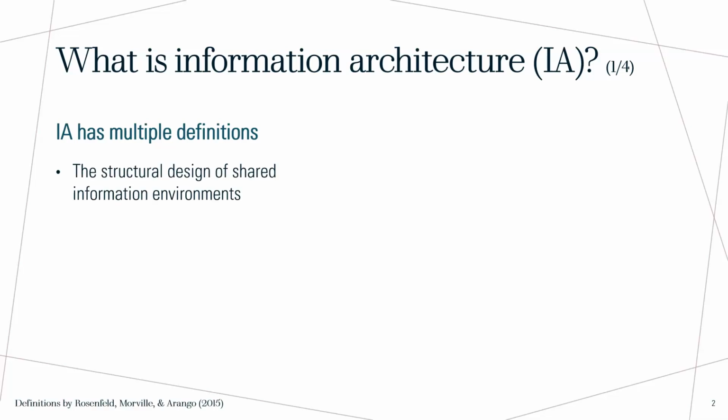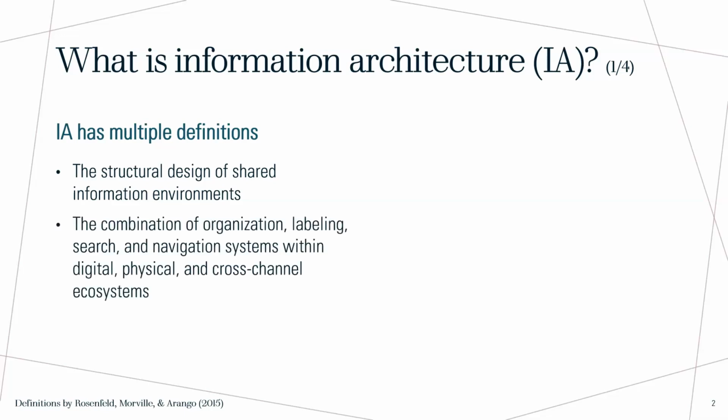The first one is the idea of design. Information architecture is the structural design of shared information environments. So when people go to a website or use a book or any sort of informational object, they're going to need to pull information from it somehow to use. The idea is that information architecture is the design of how this thing is put together.